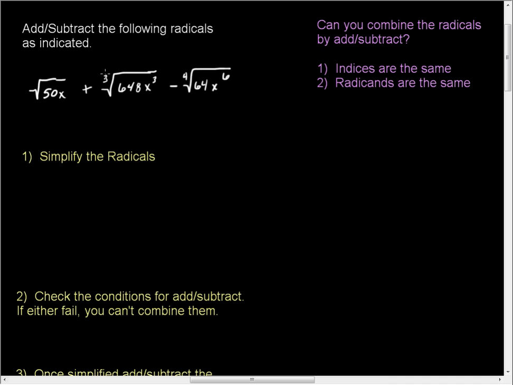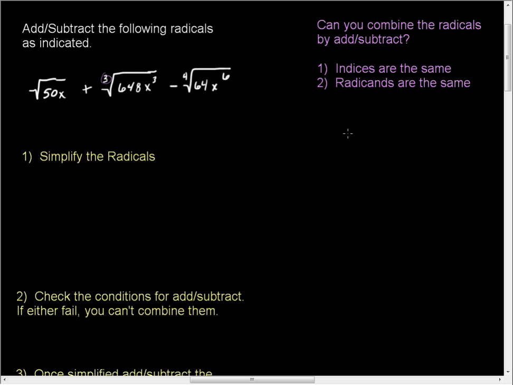So you'll notice we have a cube here. That is not going to be able to be combined with the fourth power or with the square. Now the fourth power is not the same as the one with the square either, and so we may not be able to combine those. However, you can't make that call until you simplify the radicals.